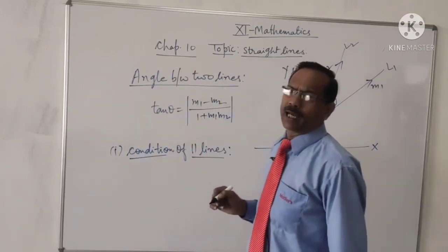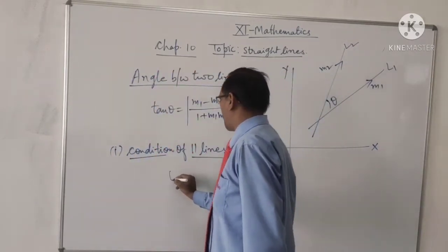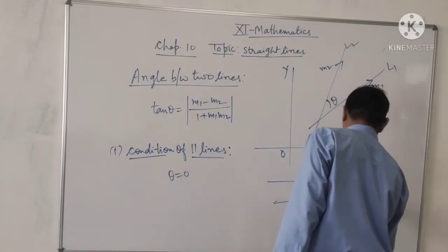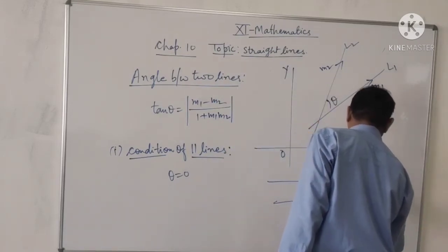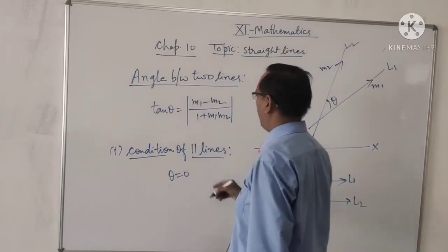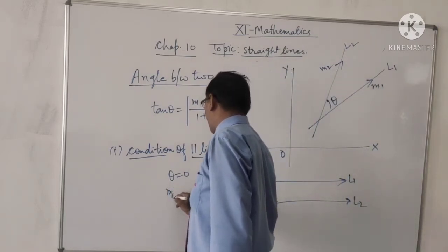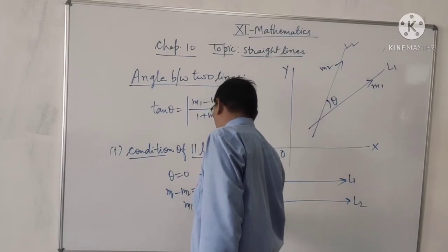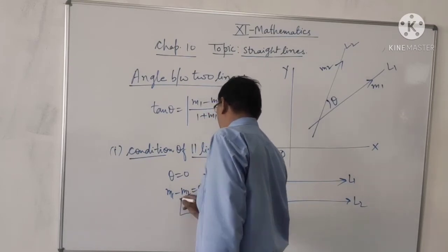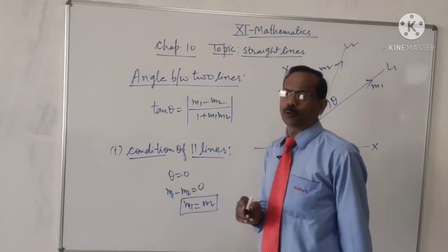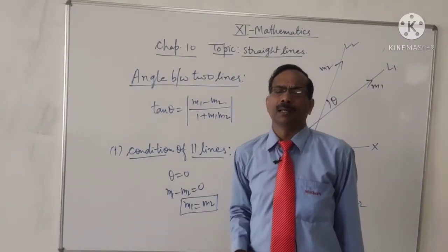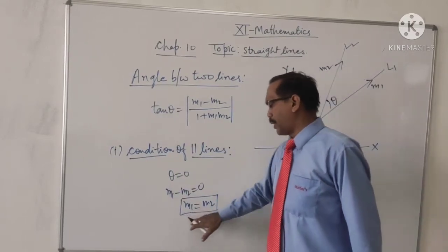If two lines are parallel, then theta equal to 0. Then m1 minus m2 equal to 0, or we can say m1 equal to m2. Here the lines are parallel and their slopes are equal. So if two lines are parallel, then their slopes are equal.